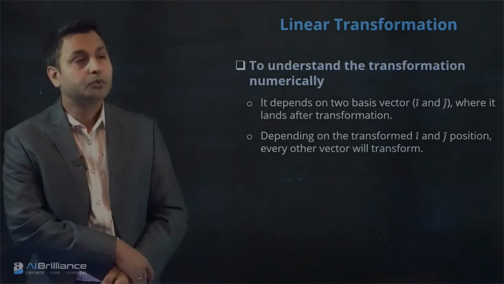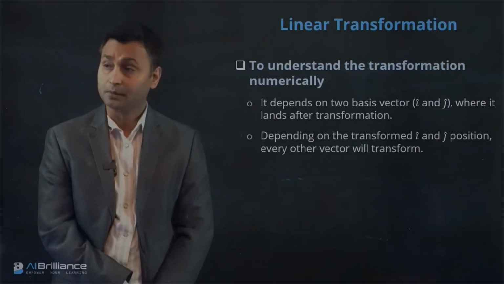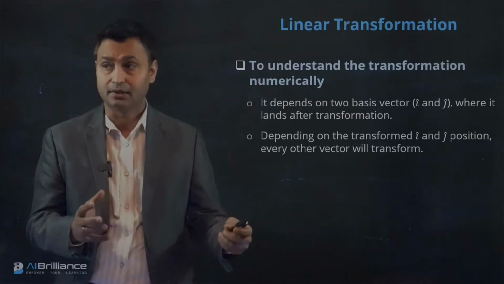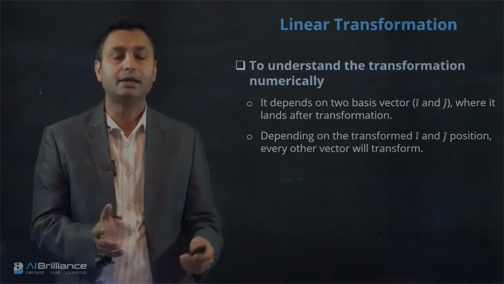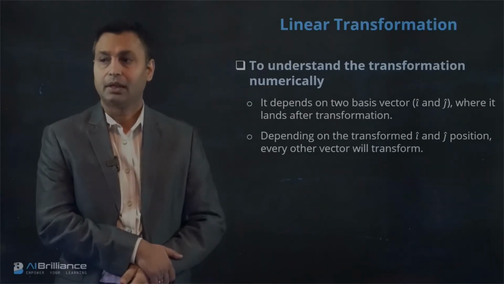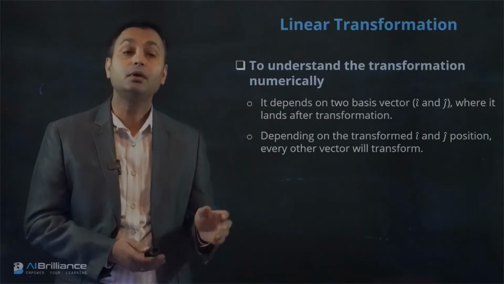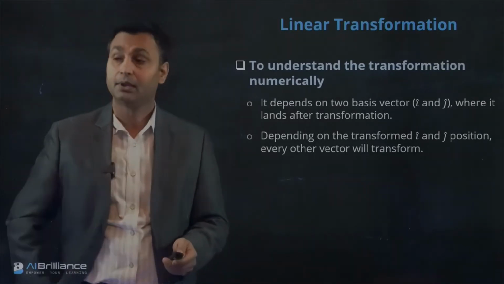Okay, so to understand the transformation numerically, it essentially depends upon the two unit vectors i and j. What we want to do is find out where i and j land after transformation, and depending upon the transformed position of i and j, we will also transform each of the vectors. So let's try to understand this concept.